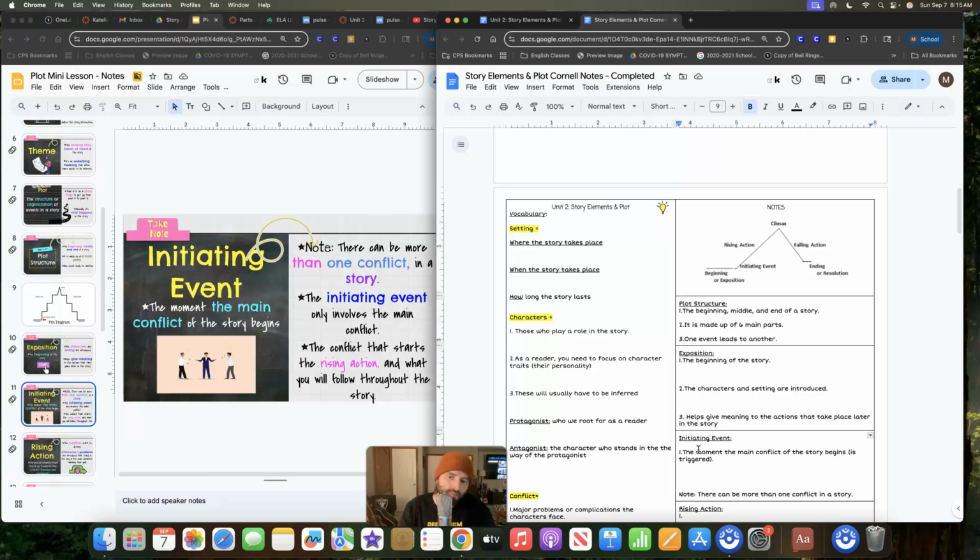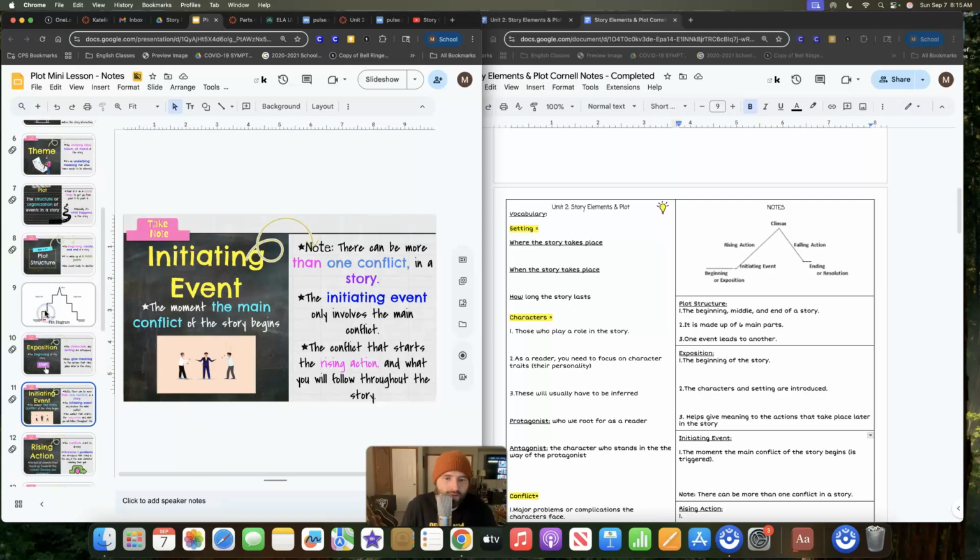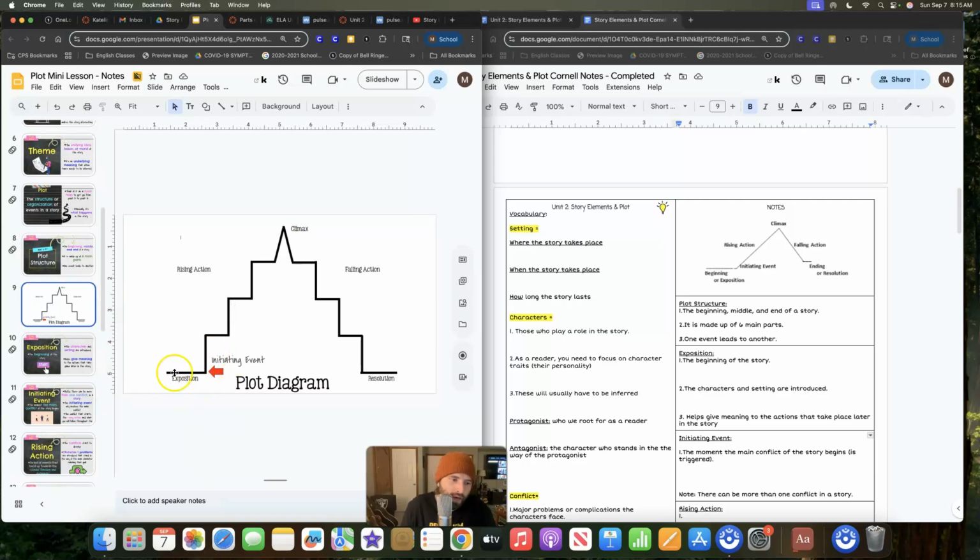So the initiating event. So what will happen here is you'll be looking at this plot diagram. We'll be introduced to our characters, whomever they are, and then something happens. Okay? And whenever that thing happens, it follows all the way through the rest of the story. You'll notice the other conflicts don't follow all the way through the rest of the story, or they don't drive the action of the rest of the story. They'll happen and they'll be very minor or what have you.